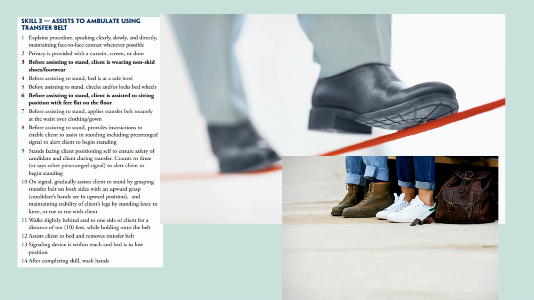Many of the skills involving the client standing, like this one, assist to ambulate, require some key steps to be completed. For example, put shoes on the client. Note these are the candidate volunteer's own shoes. In this skill, the bed must be at a safe level so that the client can sit on the side of the bed with feet flat on the floor.